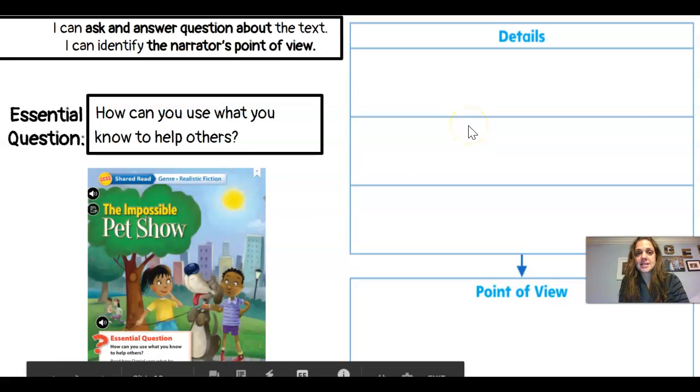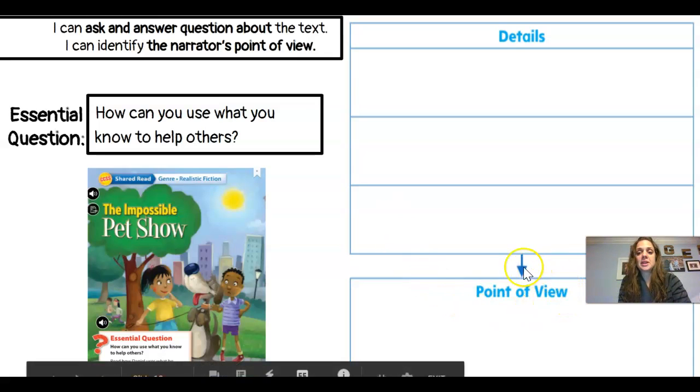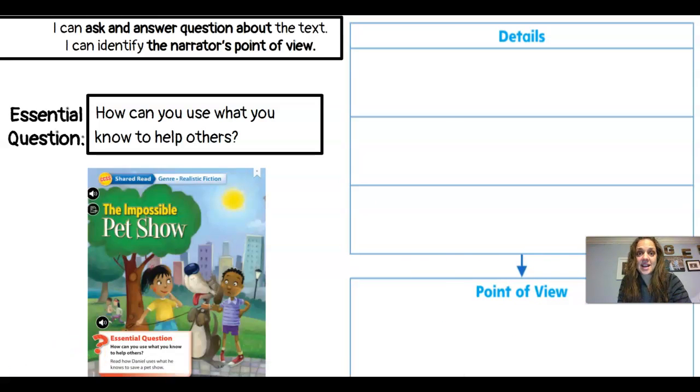We are going to organize our key details on this graphic organizer. A graphic organizer organizes our thoughts in order. So here's the first key detail, second key detail, third key detail. Then we ask ourselves, what do these key details have in common that show how the character or narrator thinks or feels? And that will help us to determine the point of view. Let's go back into the text.